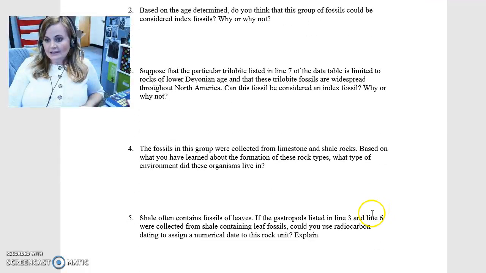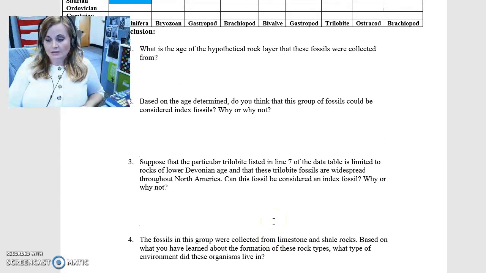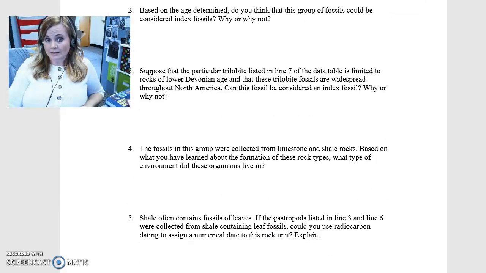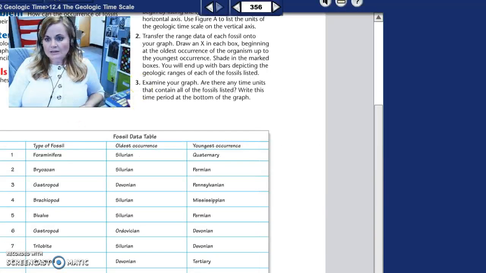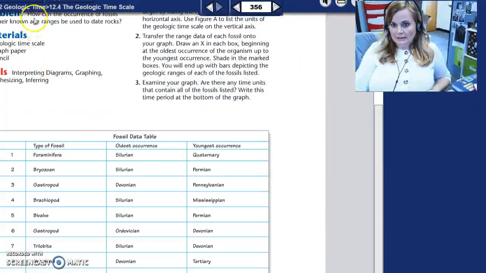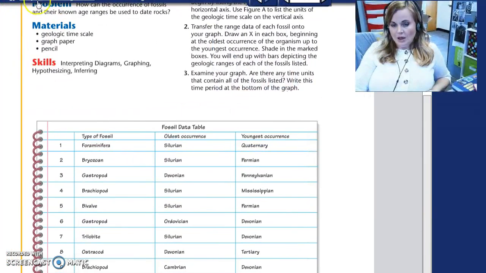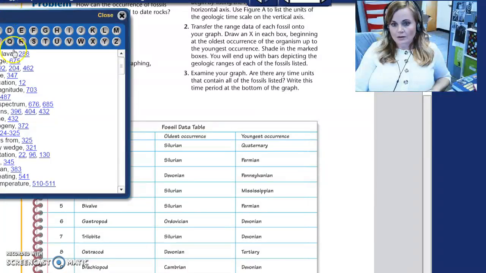Then it says this fossil is collected from an area of limestone and shale rocks. So what environment do we find limestone and shale? Your textbook does a pretty decent job explaining this. I don't remember where.